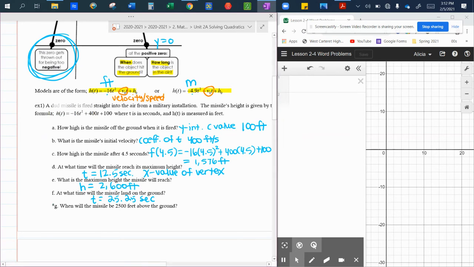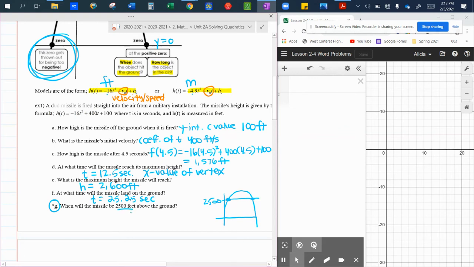When will the missile be 2,500 feet above the ground? So the thing that's special about this, it has a star here. What's special is I'm going to have two answers, because if I think about a parabola where we are going to be launching from a specific height and then falling, let's say that this is where we have 2,500 feet. It's going to have two intersections.